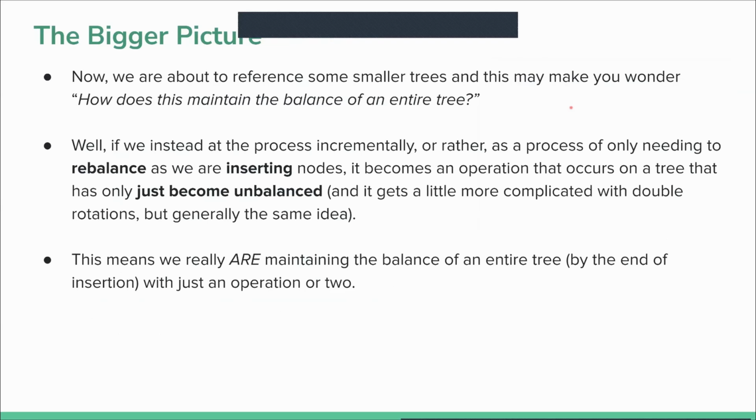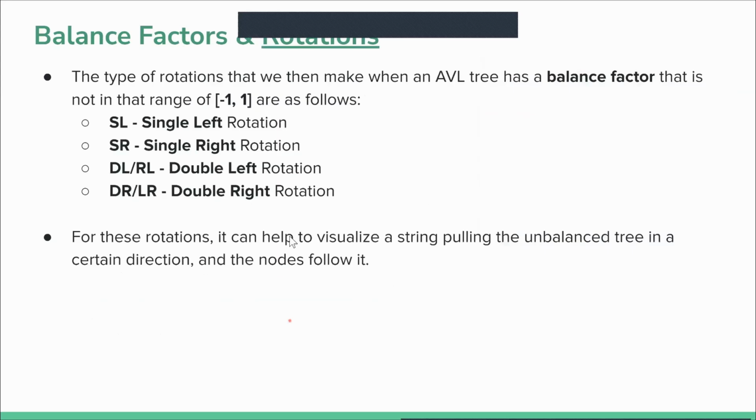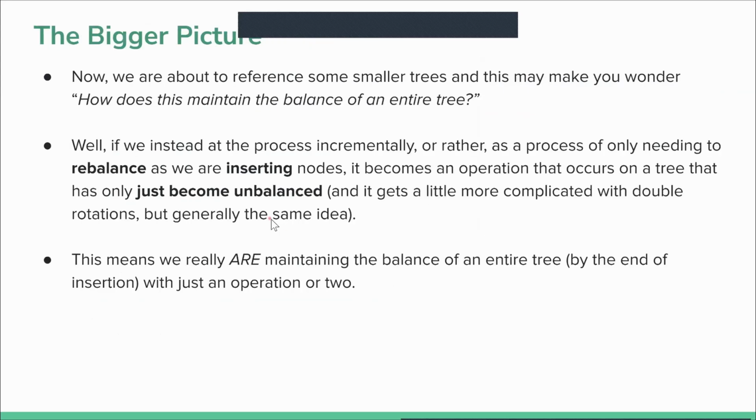Well, don't think of it in the big picture, right? Think of it incrementally, or rather, the big tree we get towards the end is actually the process of incremental insertion of nodes, where every time we insert, we calculate our balance factor and check to see if it's out of that range. And if it is, then we need to perform these rotations. We will see the different forms of those rotations. This means we are maintaining the balance of our entire tree by the end of insertion with just that 1 or 2 operation of either single left, single right, and so forth. We're just doing it many times.